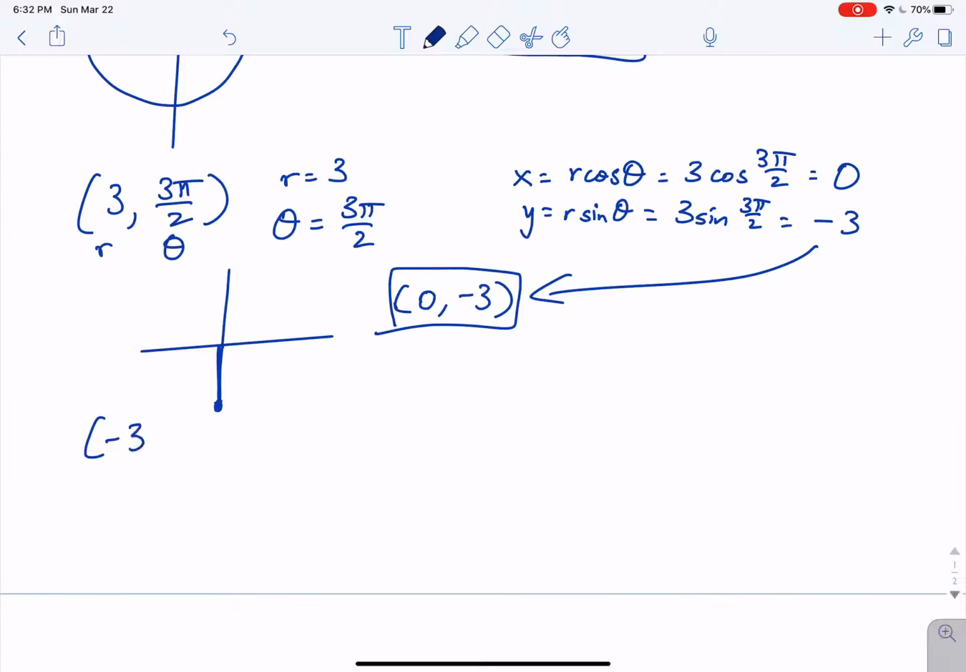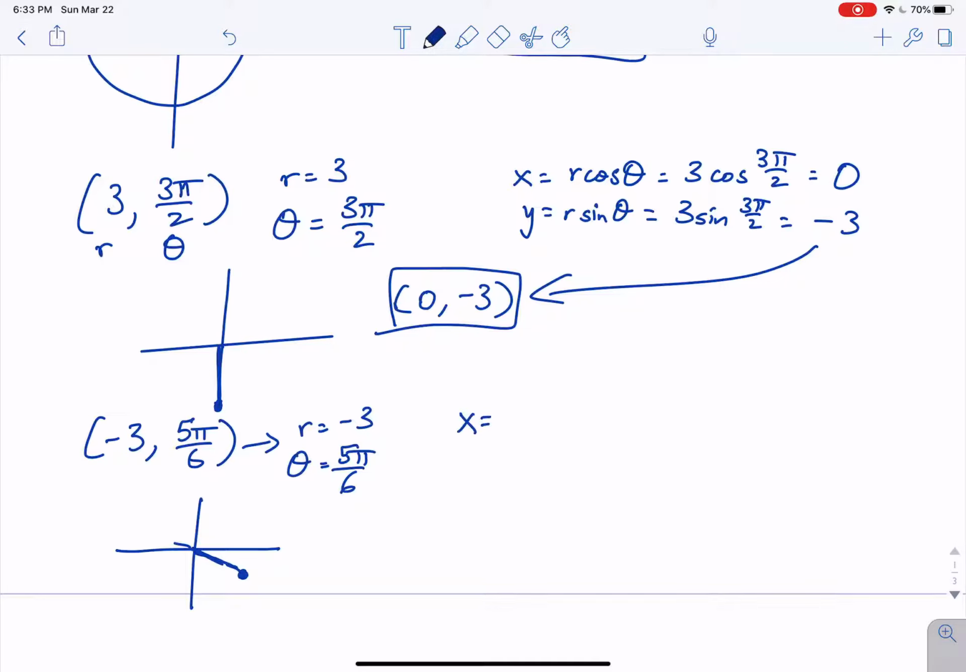Similarly, if I have the point -3, 5 pi over 6, I can do the same thing. R is -3, theta is 5 pi over 6. So if I think about where this is, 5 pi over 6 is over here, but then I go in the negative direction, so I'm actually going this way. My point is somewhere in the 4th quadrant.